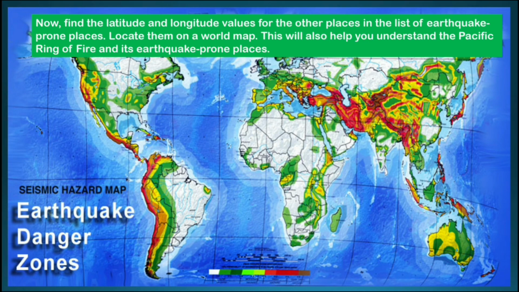Now, as part of an activity given in your textbook, find the latitude and longitude values for the other places in the list of earthquake-prone places. Locate them on a world map. This will also help you to understand the Pacific Ring of Fire and its earthquake-prone places. Here is a seismic hazards map. That means earthquake danger zones are presented in this map, and you will be able to find the important earthquake-prone areas from this map.